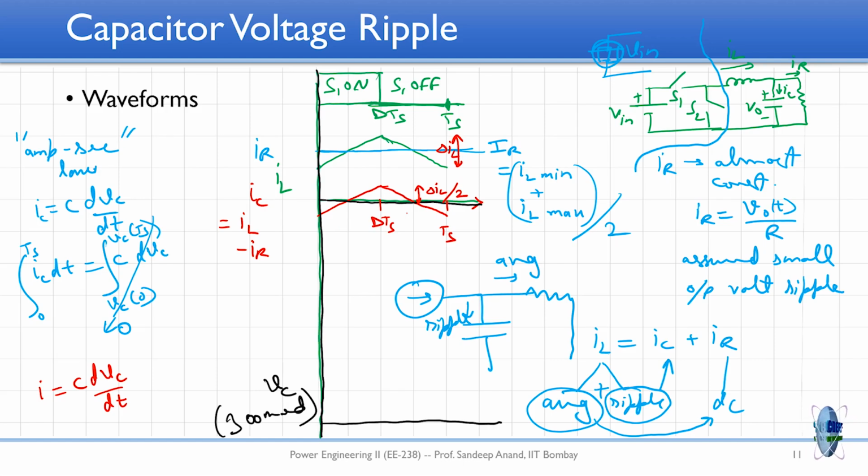I am focusing on the capacitor current, the red waveform. The point at which this current is crossing here is equal to dTs by 2. Is that okay? Why? Because the negative value is minus delta I by 2, the positive is delta I by 2, and this is a constant slope. So it should cross 0 at the midpoint of 0 to dTs, right.